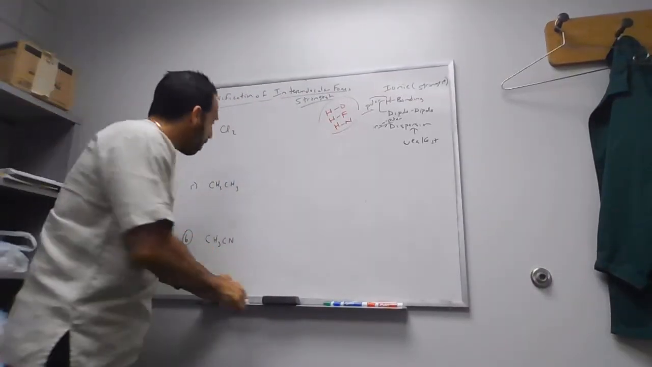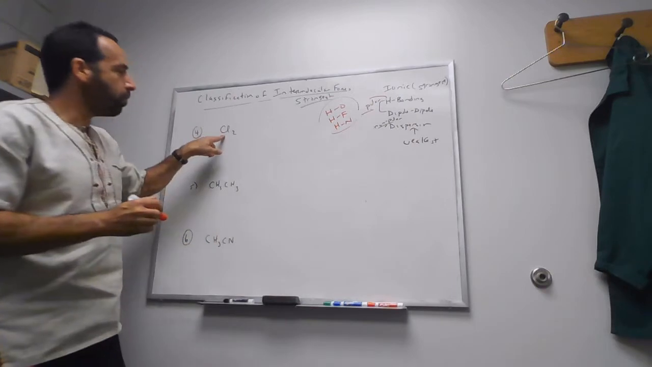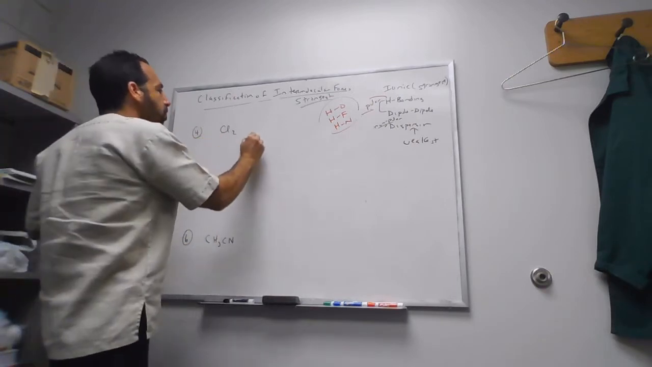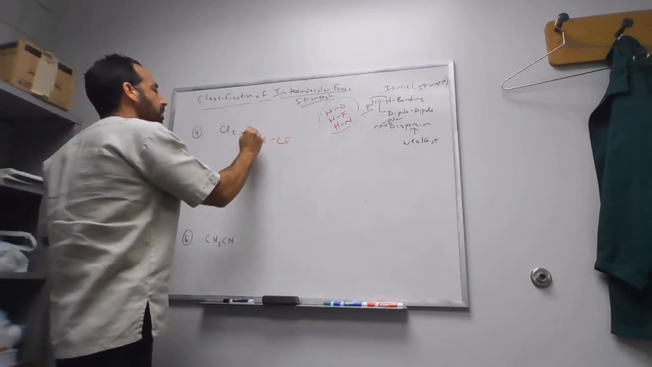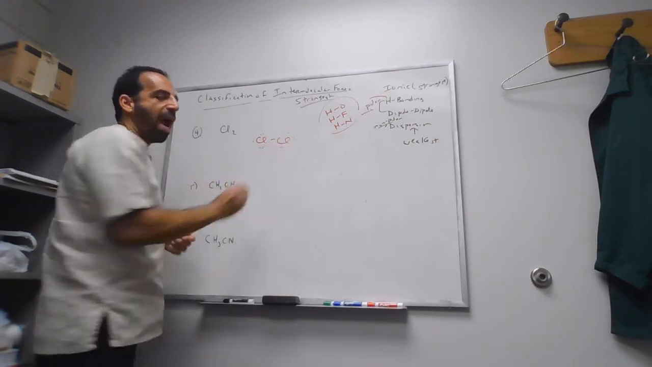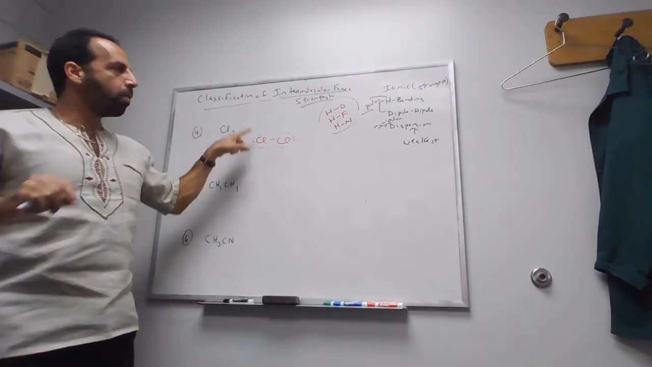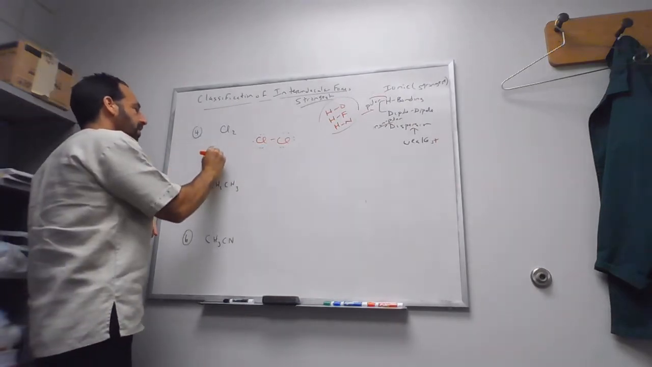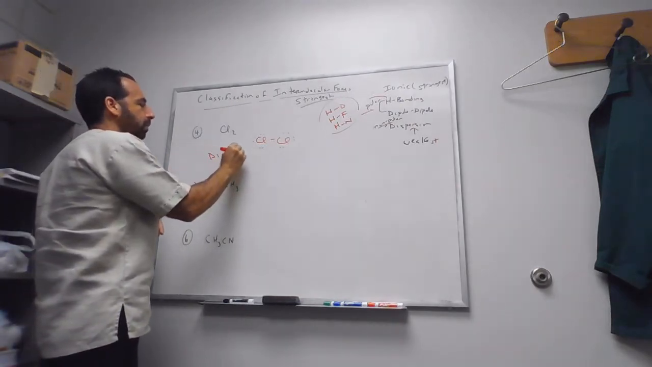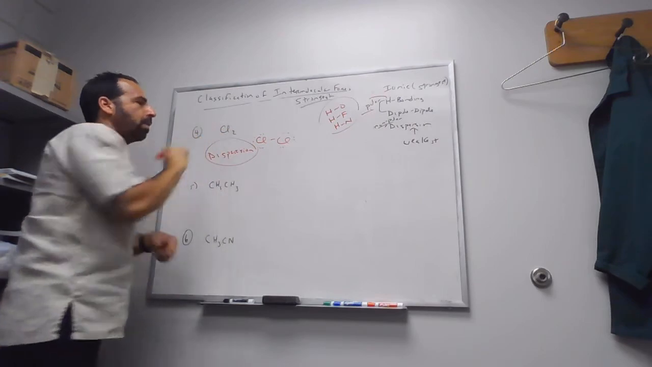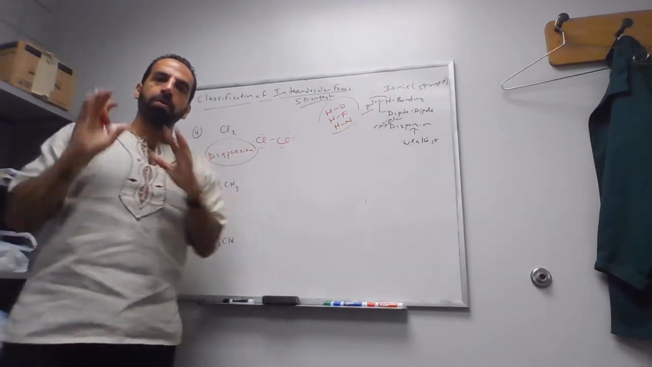Let's continue. A few things here. So Cl2, and again, it's just two chlorines. You don't have to draw out the Lewis structure if you don't want to. It's just two chlorines. It's going to be a nonpolar molecule, so it's just going to be dispersion. So in this case, it's just dispersion. Nonpolar molecule, just dispersion.